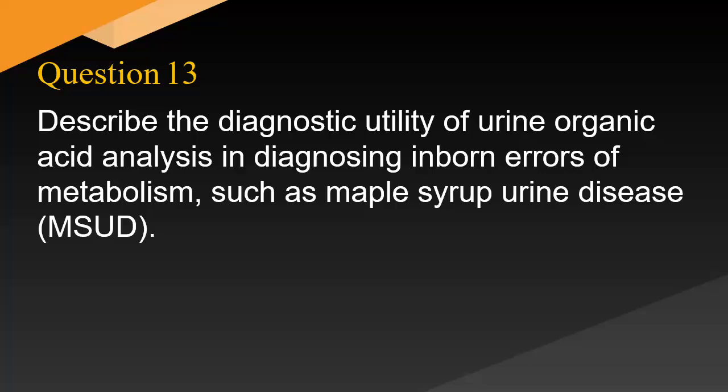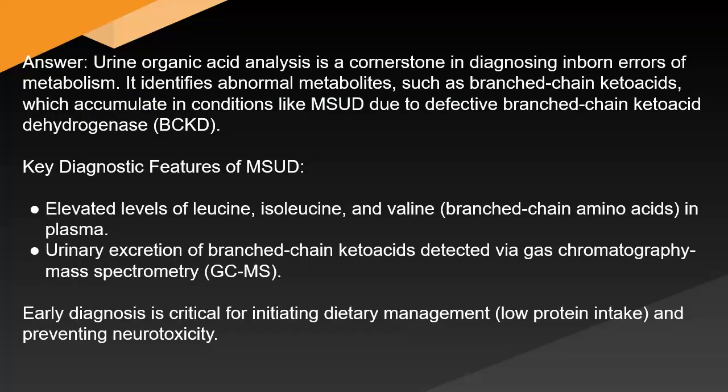Describe the diagnostic utility of urine organic acid analysis in diagnosing inborn errors of metabolism such as maple syrup urine disease (MSUD). Answer: urine organic acid analysis is a cornerstone in diagnosing inborn errors of metabolism. It identifies abnormal metabolites, such as branched-chain ketoacids, which accumulate in conditions like MSUD due to defective branched-chain ketoacid dehydrogenase. Key diagnostic features of MSUD: elevated levels of leucine, isoleucine, and valine, the branched-chain amino acids, in plasma.